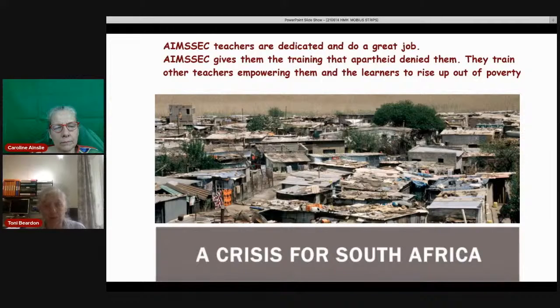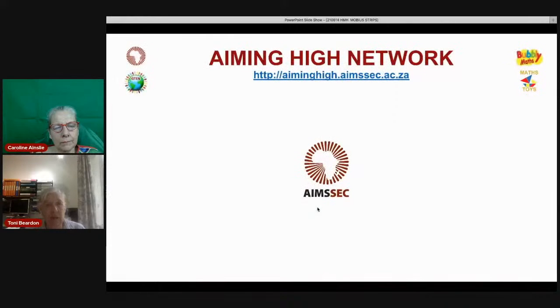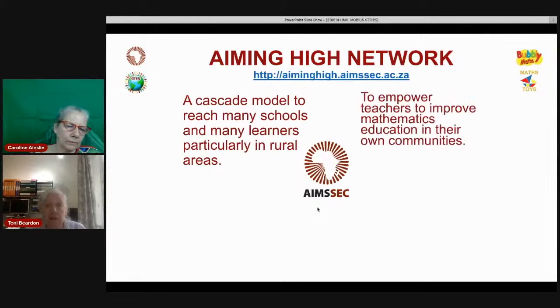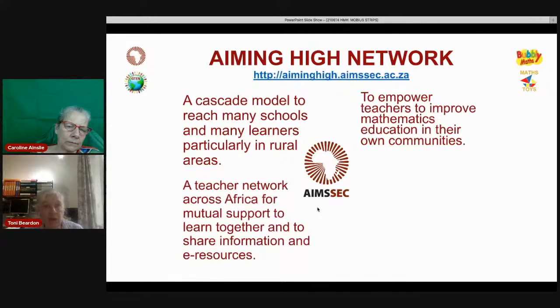And we've got some success stories and we are hoping to hear more as time goes on. And so we're building a network. It's a network of communication. It's a network of people. And it's a network of schools, of course. And what we need is resources. And so we share those resources. So we have a cascade model to reach many schools and many learners, particularly in the rural areas.